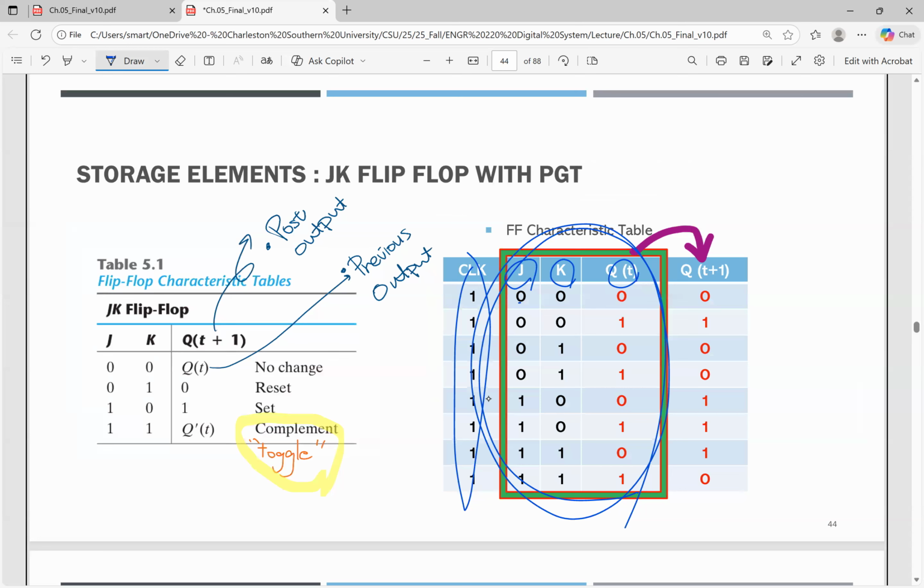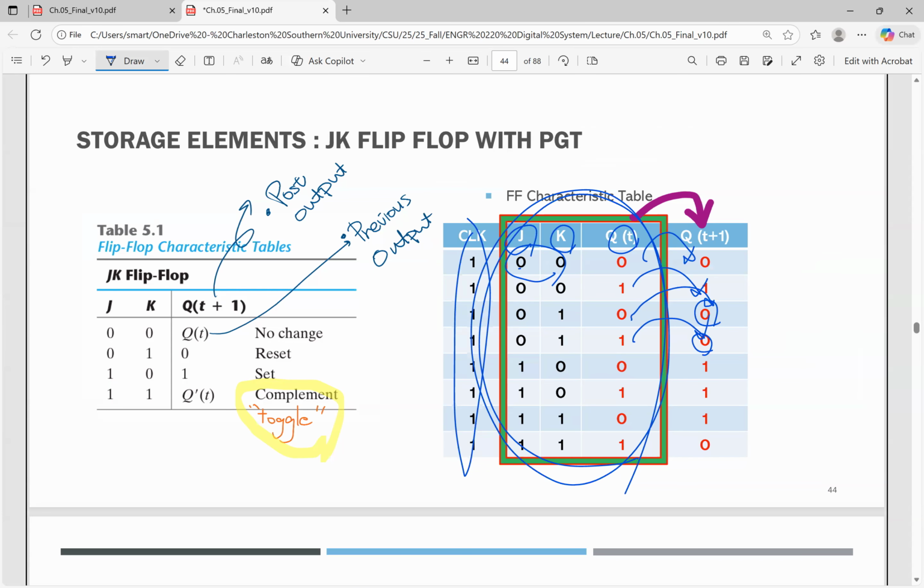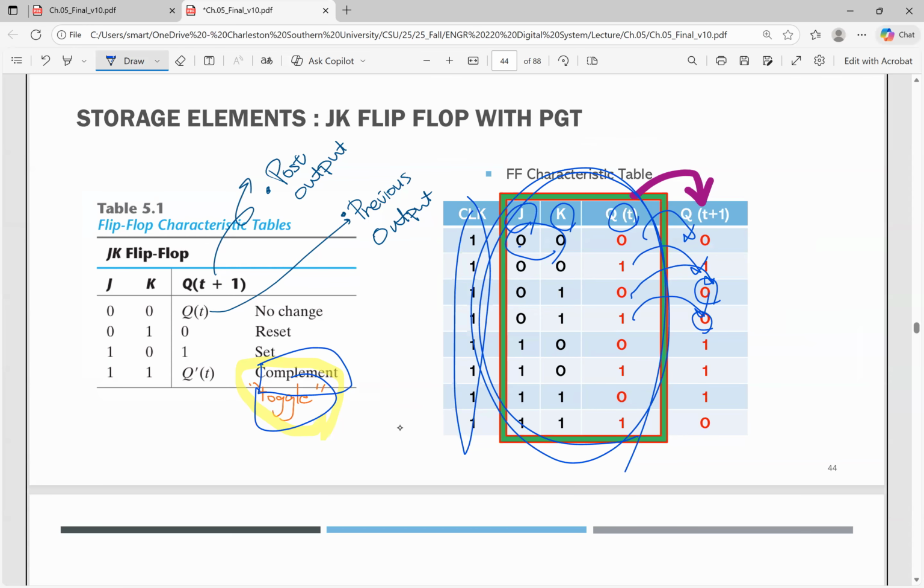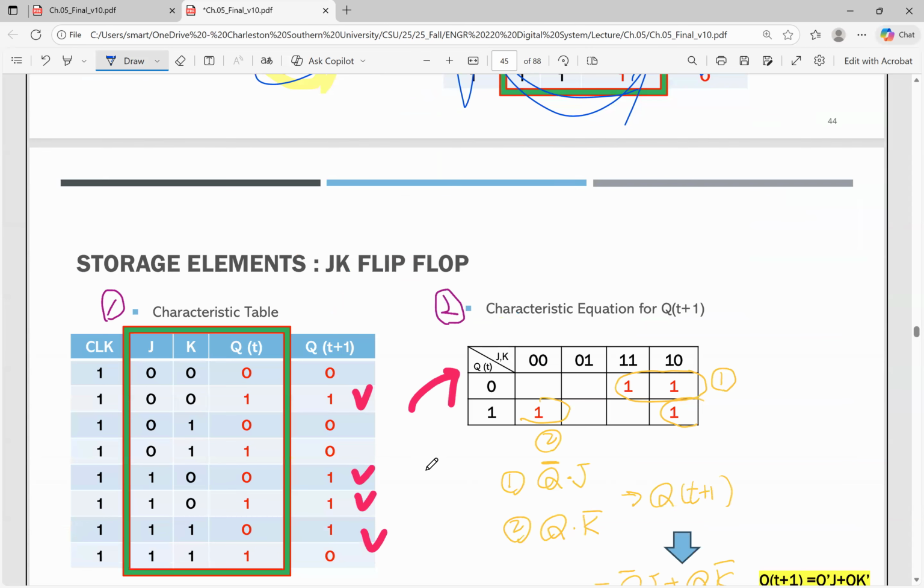So the next state depends on the combination. 0, 0, no change. 0, 1, reset. 0, 0, it doesn't matter from the current state. For the next state, just only the effect from the input of the JK flip-flop. Okay? And also sometimes the complement, toggle, same meaning. So 1, 1 means 1, 0, 0, 1, just one toggle, we learned before, okay?